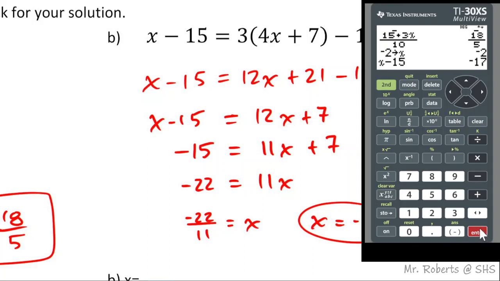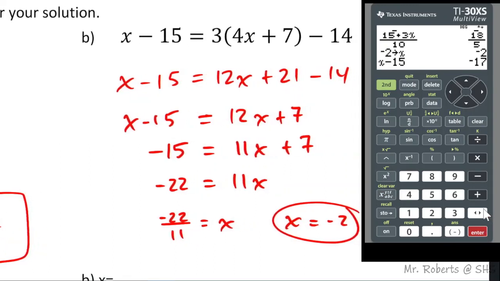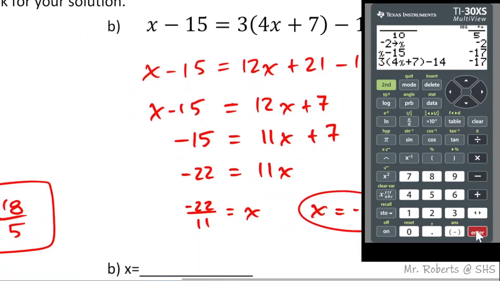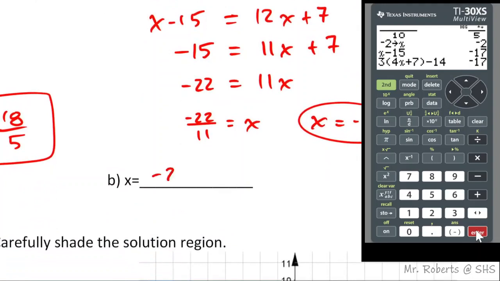Negative 17. On the other side, you can see I've got 3 times the quantity, 4x plus 7. And then let's decrease that by 14. Oh, not 17. By 14. There we go. And when I enter that, it gives me also negative 17. So when x is negative 2, both the left-hand side and the right-hand side of this equation become negative 17.